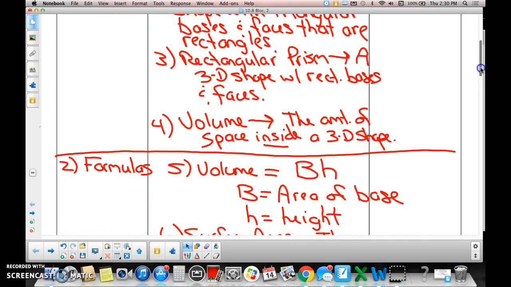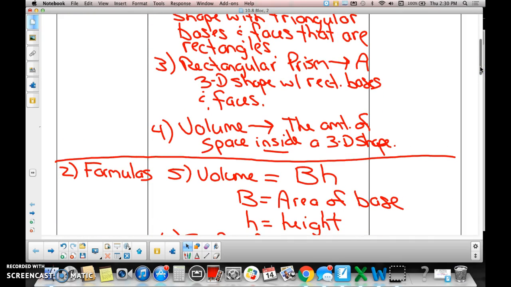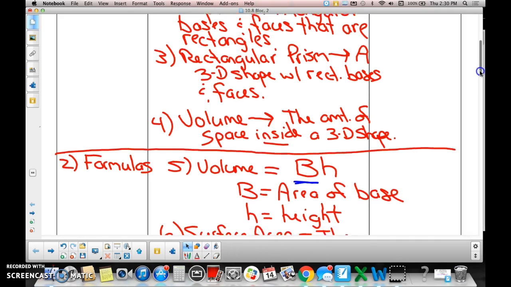What does this mean? Number 5, formula equals capital B times H. What does that mean, Lily? Capital B stands for the area of the base. So anytime you see a capital B in mathematics, when it involves a formula, it means the area of the base. And then your H is going to be height. That's why I gave you a little key below the formula.